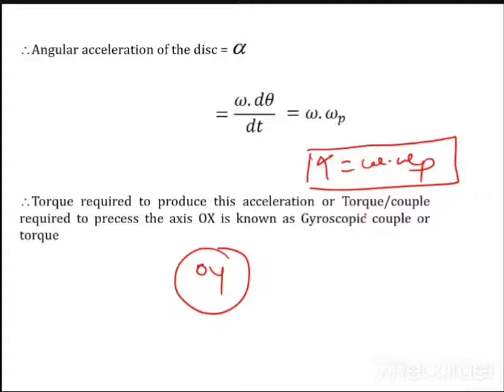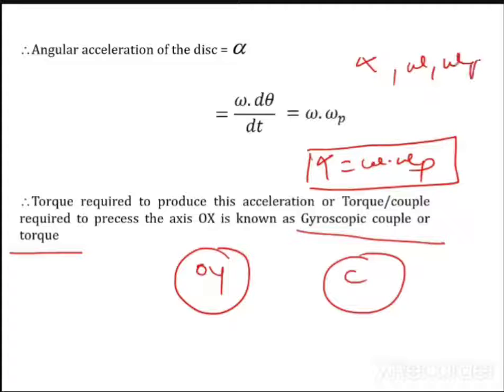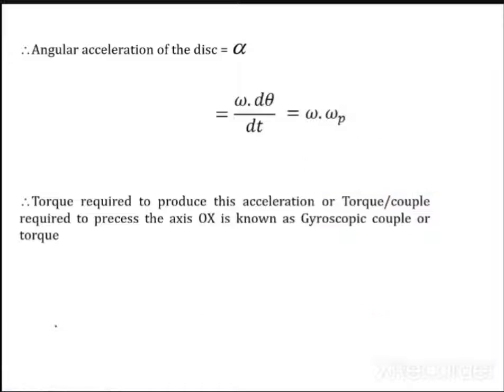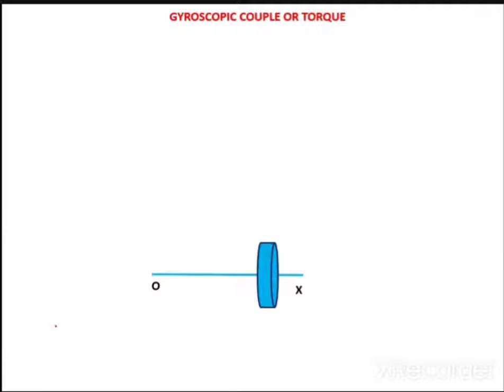So till yesterday we have understood this concept. If anyone has missed the lectures, you can watch the recorded lectures. Today we will derive the gyroscopic couple or the gyroscopic torque. I hope you have understood alpha, omega, omega p, what is OX, what is OY. Next, gyroscopic couple.